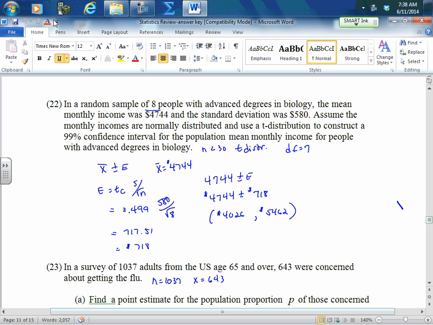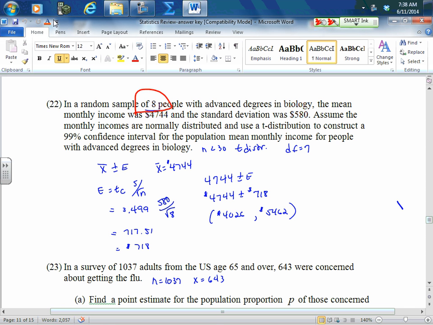In a sample of 8, when you see a small sample, that's a T-score, not a Z-score. Z-score is your major one, greater than or equal to 30. If you remember your flow chart, which I put in your review packet, it also checks to see if you know your population standard deviation. If you know anything about the population, then you can use the Z, but if not, we use a T.